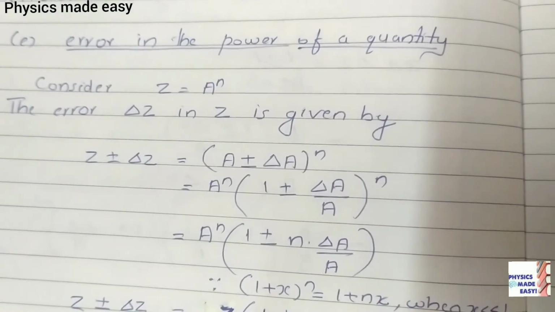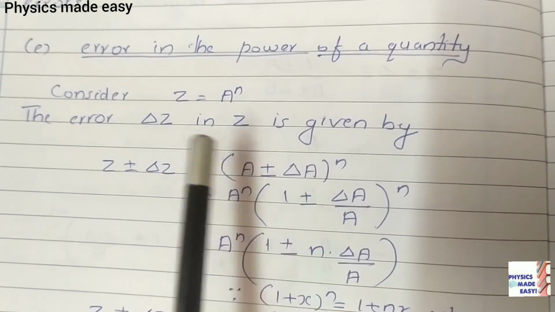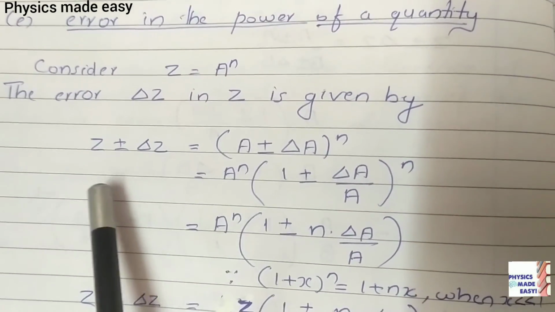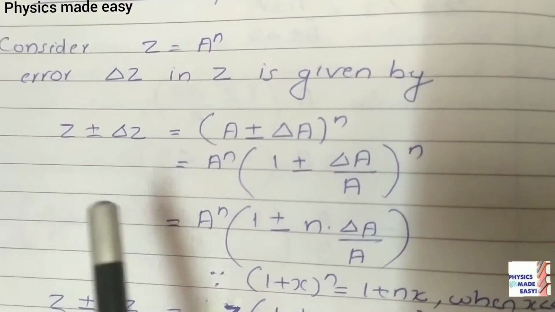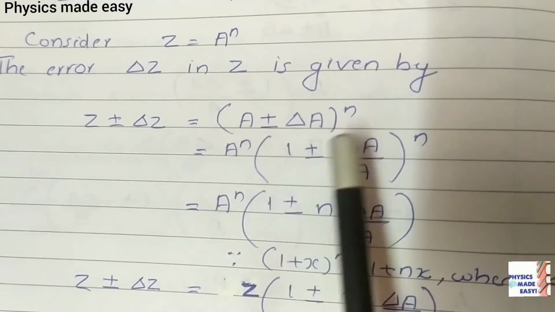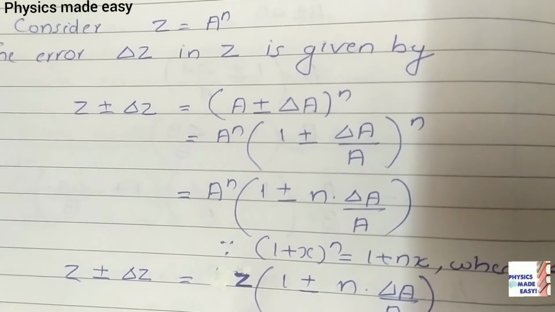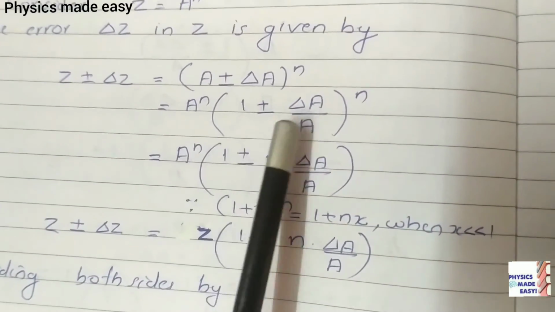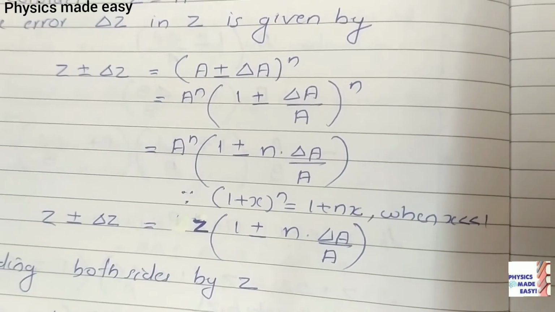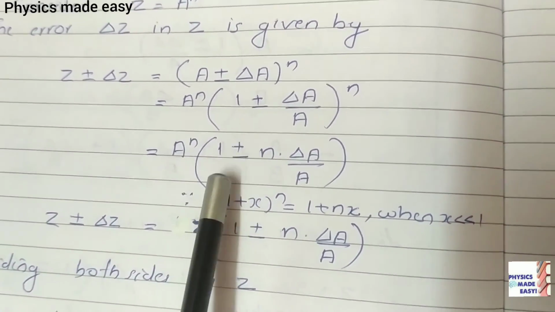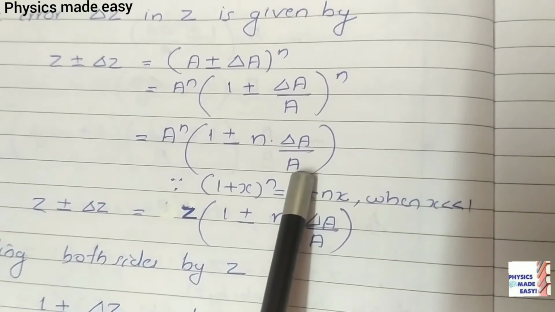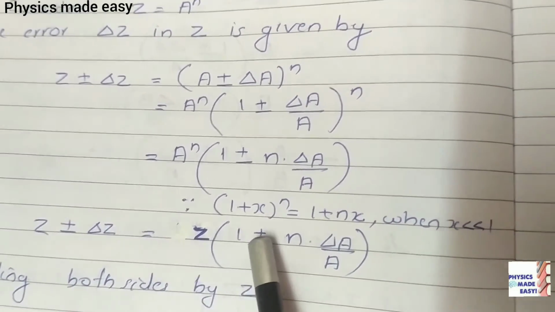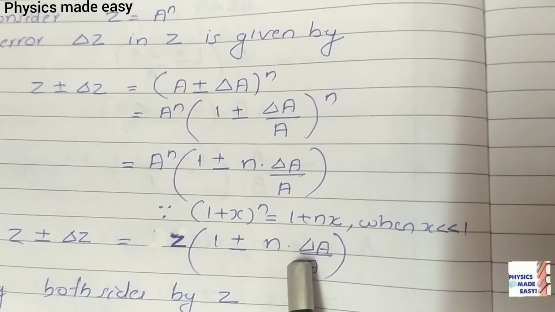If you are taking the power of a quantity, what will be the error there? Consider Z equal to A raised to n. The error delta Z in Z, we can write Z plus or minus delta Z is equal to A plus or minus delta A the whole raised to n. We can take this A outside. So A raised to n into 1 plus or minus delta A by A the whole raised to n. Now A raised to n into 1 plus or minus n delta A by A. I told you if x is very small, we can take this equation 1 plus x the whole raised to n is equal to 1 plus nx.